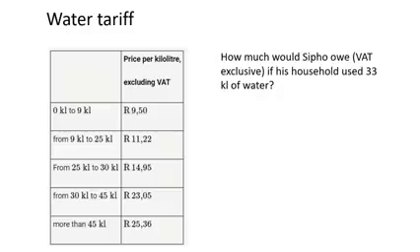So here they give us, this is for water. So water is measured in kiloliters, okay? So kiloliters, 1 kiloliter is the same as 1,000 liters, okay? And they're giving you the price per kiloliter. So this is R9.50, and it excludes VAT.